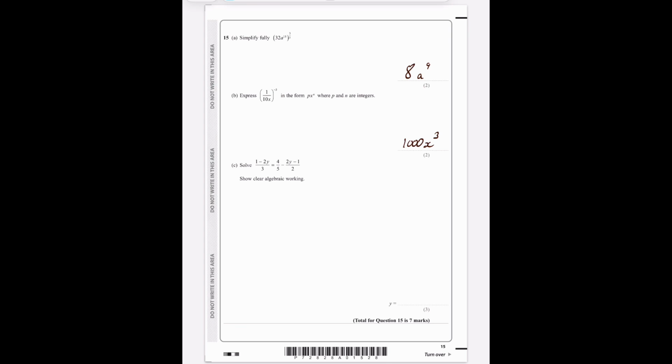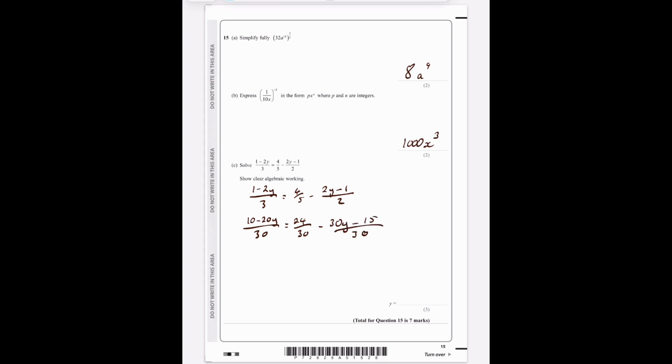Question C, a few legitimate ways of approaching this one. The one that I'm showing you here is by forging a common denominator across all three fractions in one go. Lowest common multiple of 3, 5 and 2 is 30. So we take the first fraction on the left hand side, multiply the top and the bottom by 10. It gives us 10 minus 20y over 30. Take the 4/5, multiply the top and bottom by 6. And then take the final fraction and multiply the top and bottom by 15. So 30y minus 15 over 30.